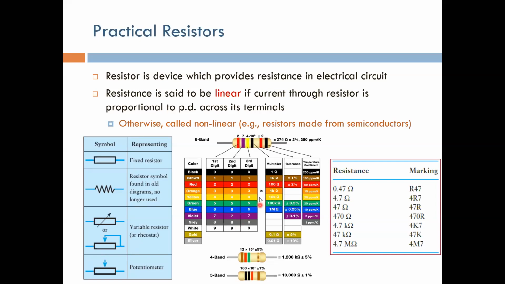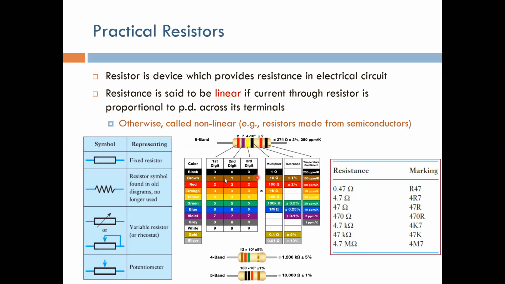But how about if you have 5 bands, or 6 bands? What would be the way to calculate the value of the resistance? Actually, the most general case is 6 bands. In that case, you will have 3 digits, and the fourth one will be the multiplier, 10 to the power of the digit in the fourth color. The fifth one will be the tolerance. And the sixth one will be what's called the temperature coefficient. We're going to talk about it in a little bit. It tells you how the resistance changes with temperature.